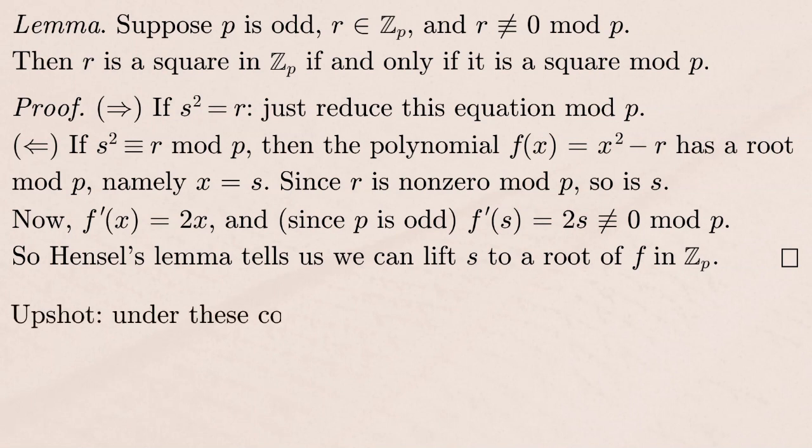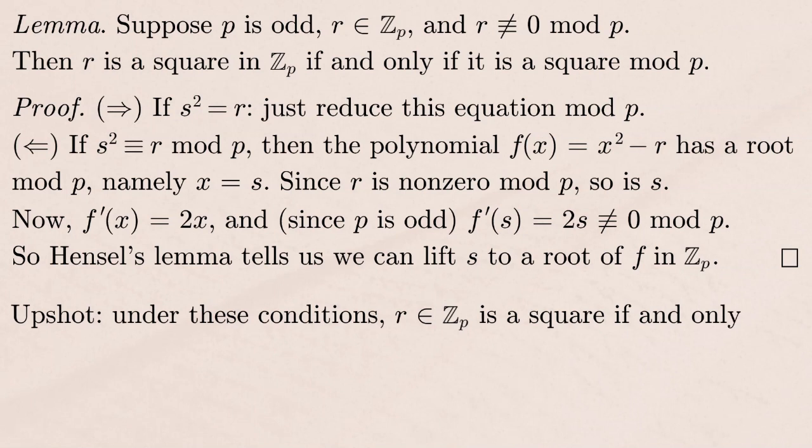So under these conditions, the p-adic integer r is a square if and only if r over p, that's the Legendre symbol we defined back in video 11, which tells us whether or not r is a square mod p, is equal to 1.